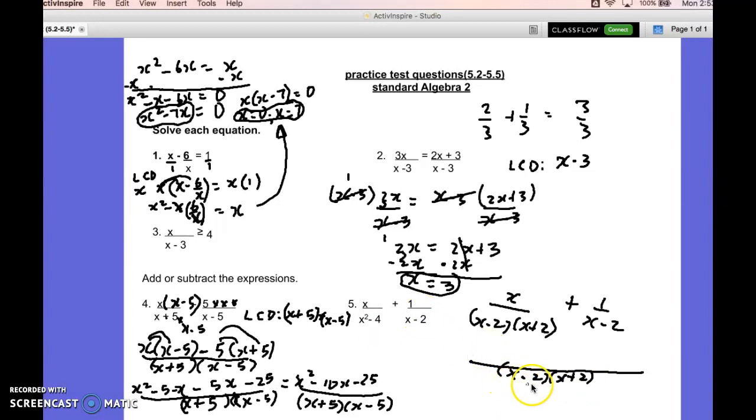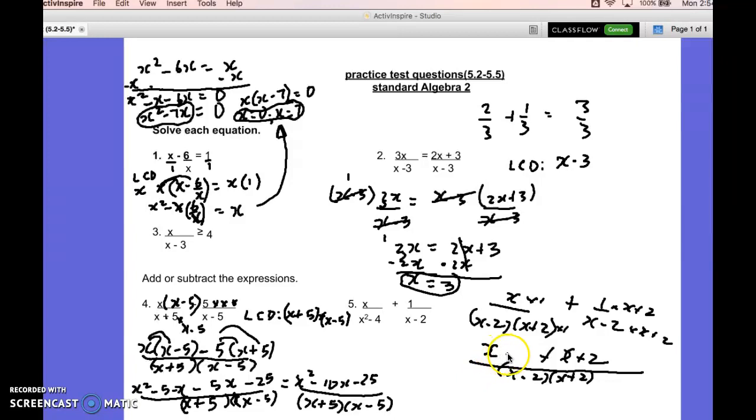So here's a question we're going to be asking as we use the LCD. What times this will give me this? Good question. Times 1. And secondly, what times x minus 2 will give me x minus 2 times x plus 2? It's going to be times x plus 2. So the numerator's got to be times x plus 2. So we have 1 here times x plus 2.